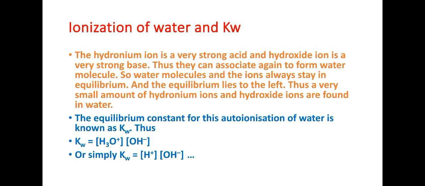We can say that hydronium ion is a very strong acid and hydroxide ion is a strong base. As a result of strong acid and base, they react to form water again. So at equilibrium, we have ions and we have molecules. In this case, a very small amount of hydroxide ions is found in water. So Kw must be constant. Kw can be represented by the molar concentration of H3O positive and OH negative, that is, the molar concentration of hydrogen ion and OH negative ion.